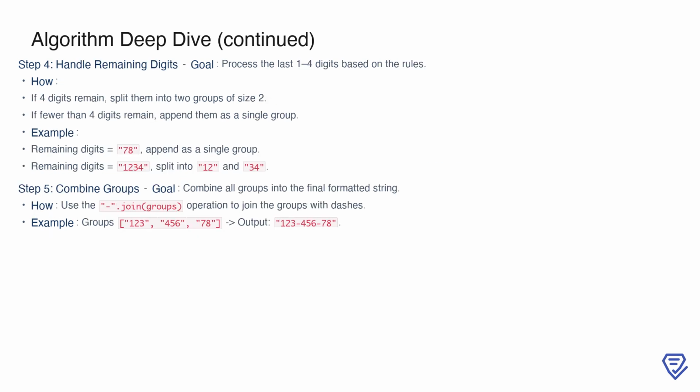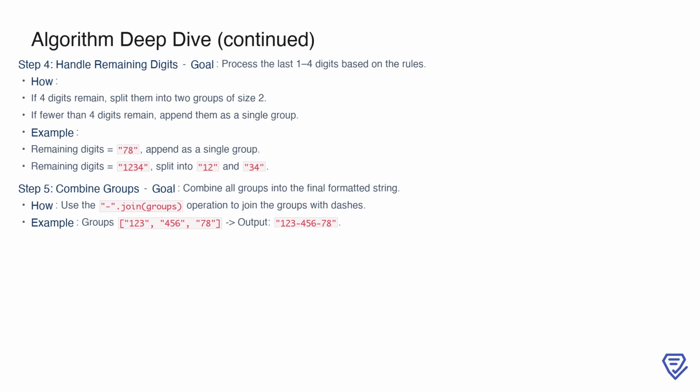After processing groups of size 3, we handle the remaining digits in the string. If there are exactly 4 digits left, we split them into 2 groups of size 2 to adhere to the formatting rules. If fewer than 4 digits are left, we simply append these as a single group to the groups list. For example, if the remaining digits are 78, we add it as one group. If the remaining digits are 1234, we split them into 12 and 34.